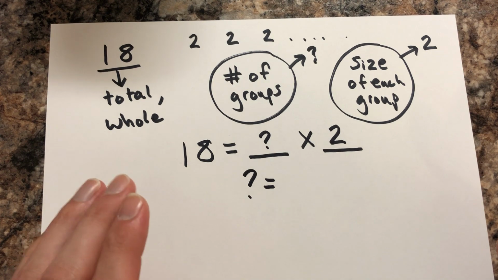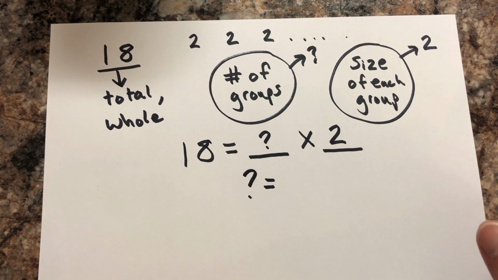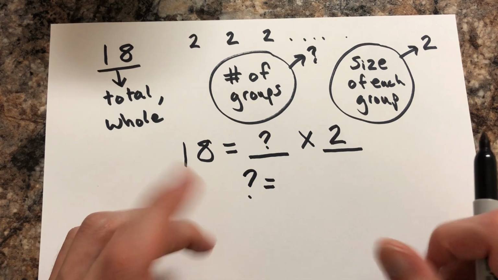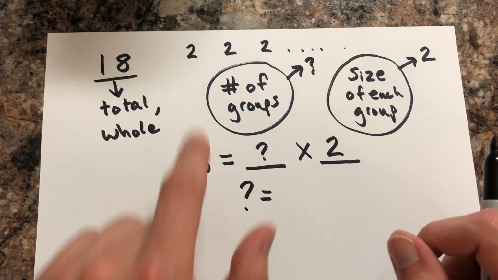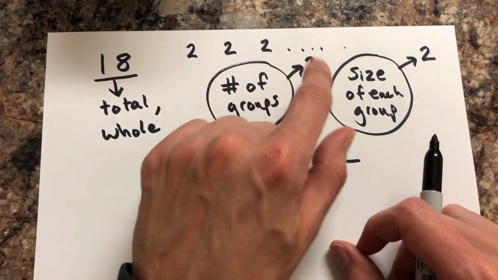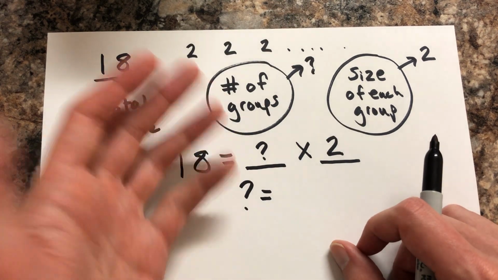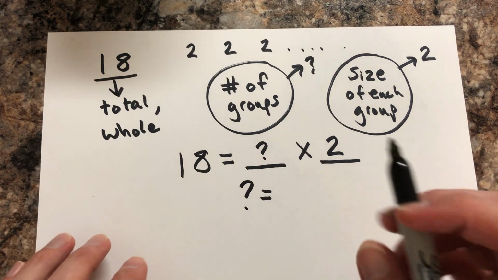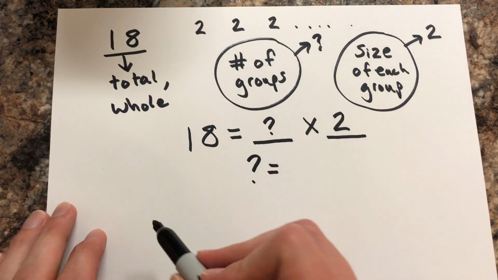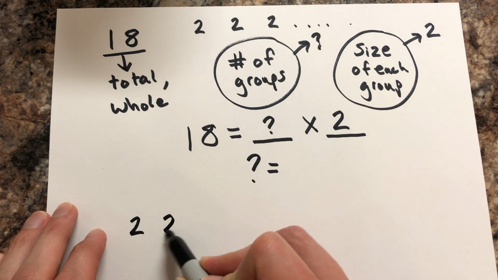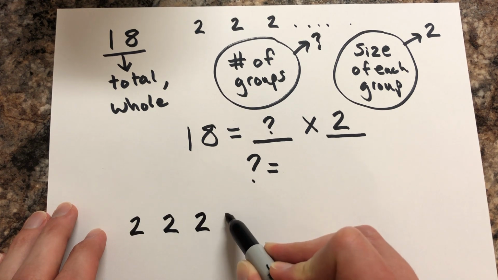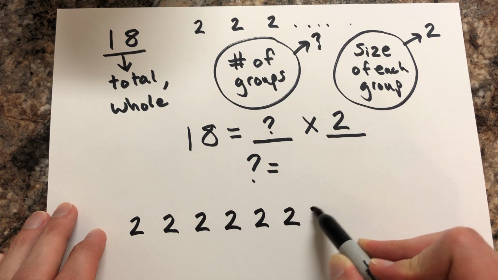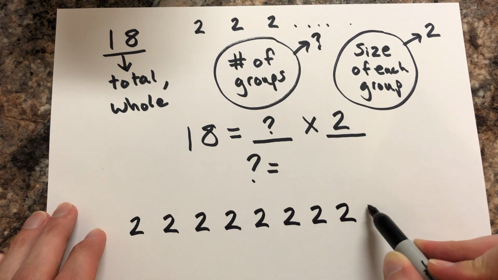Well, how do you solve this? I think you could use a number bond to solve this. I think you could use a tape diagram to solve it. We could also use skip counting, right? Since there's 2 in each group, we could count by 2's until we get to 18 and figure out how many times it took us to get there, because multiplication is repeated addition. Well, let's see here. 2 plus 2 is 4, 6, 8, 10, 12, 14, 16, 18.